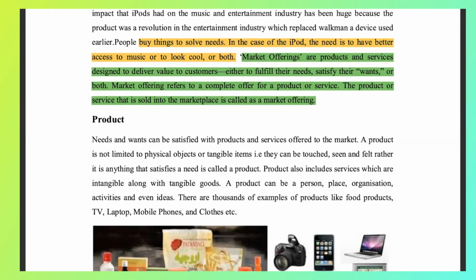The market offering refers to a complete offer for a product or service. The product or service that is sold in the marketplace is called a market offering. This is what the market is offering, right? The market offering is basically giving the product in a shop, and that is sold. So these are the various types of devices like the iPod or Walkman. They used to offer these products in the shops. So that's basically a market offering.